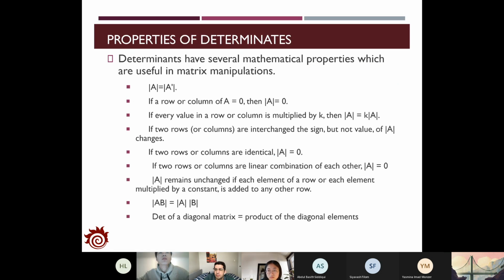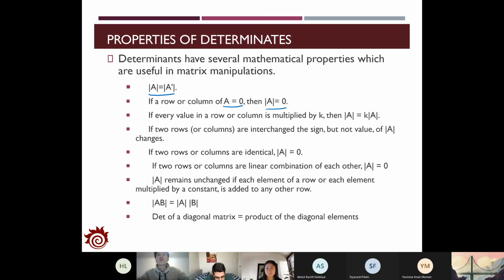So that's the determinant. We also have some properties for the determinant. They are very important features of the matrix, and we rely on the determinant for a lot of computations. The first property is that the determinant of A and its transpose are the same. There's no difference in their determinant values. The second: if one row or one column of A is 0, then the determinant of A is definitely 0.